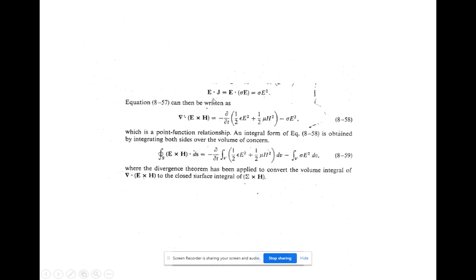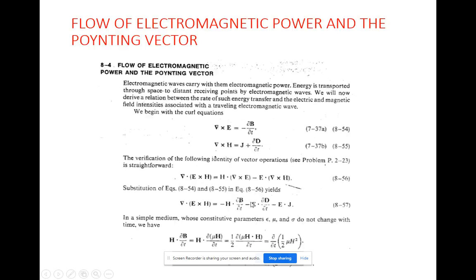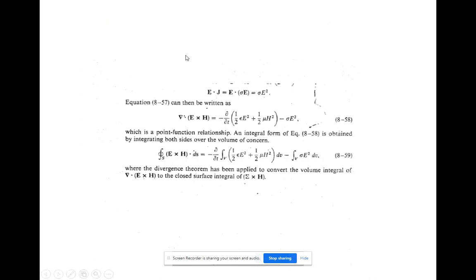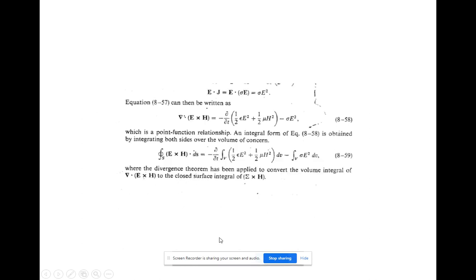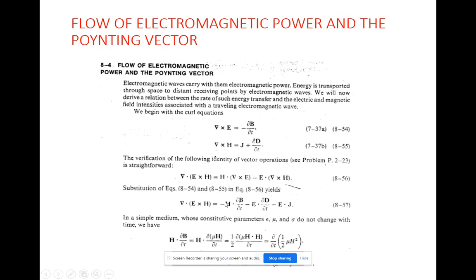And then E dot J. What is E dot J? J is nothing but this term. We are going to modify it. J equals sigma E, just as B equals mu H, so we replace J with sigma E. Then what will happen? E square into sigma. So we are going to replace all these values in the above equation.